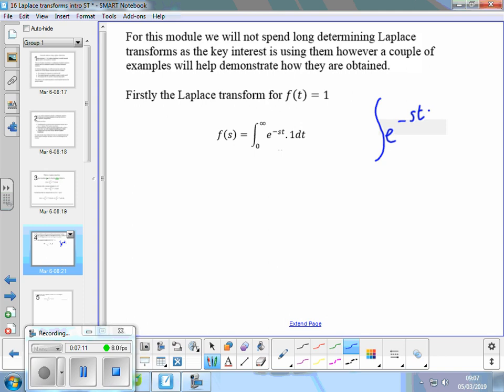Anyone remember? Anyone still got their laminated integral tables? Yep. That's minus 1 over s. Yeah, that's how you write it.